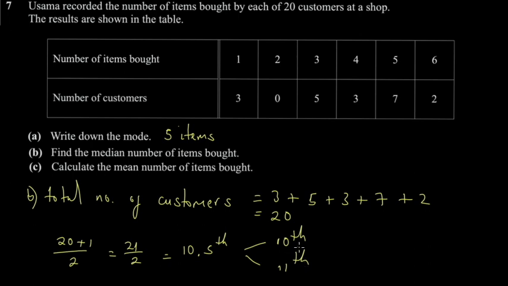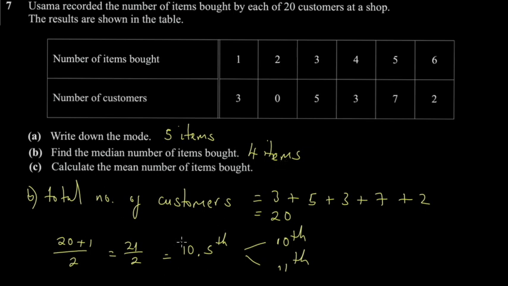Okay. So the 10th and the 11th customer, where do you find them? So 3, and then here it's 8, 9, 10, 11. So you actually find both of them here. So it would actually be the 4th customer. The number of items bought would be the 4 items. It'd be 4 items bought. So that would be the median number of items bought.